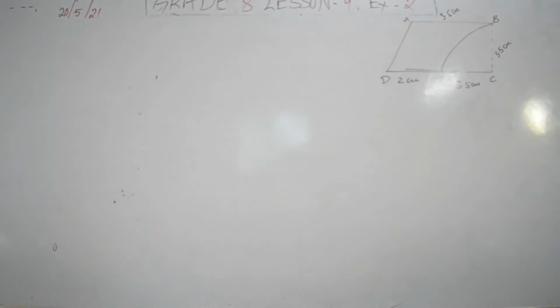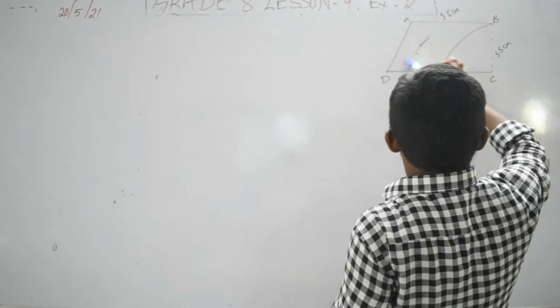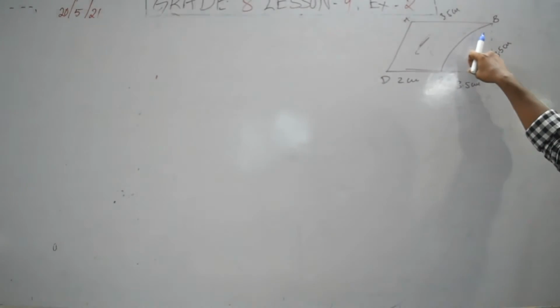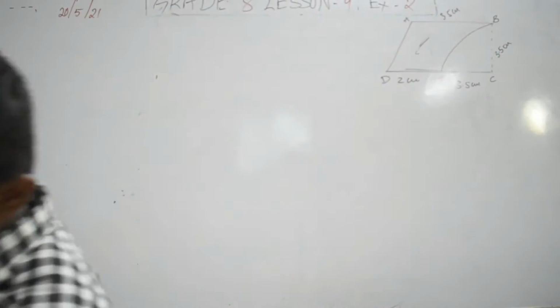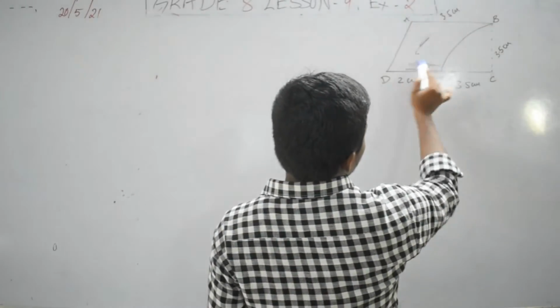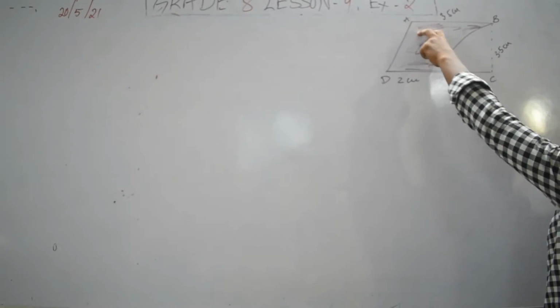Now they are asking what is the area of this space, these shaded parts. First, the question asks to calculate the area of the remaining piece of the cardboard. They are asking what is the area of this shaded part.